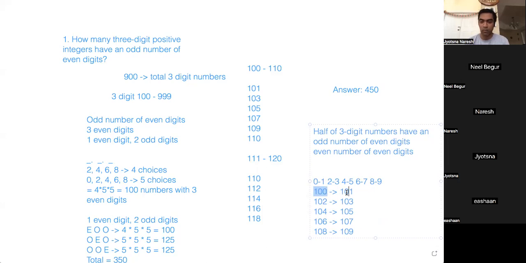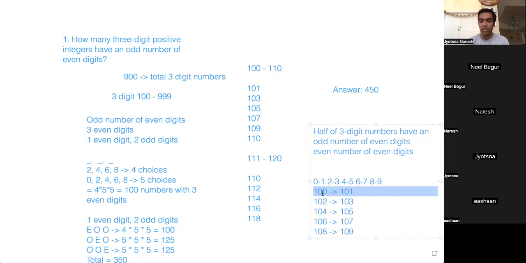Okay, and 101, how many even digits are there? One. Okay, so one of them is even and one of them is odd, right? So one of them matches this criteria, an odd number of even digits. So in this pair of numbers, only one can satisfy.